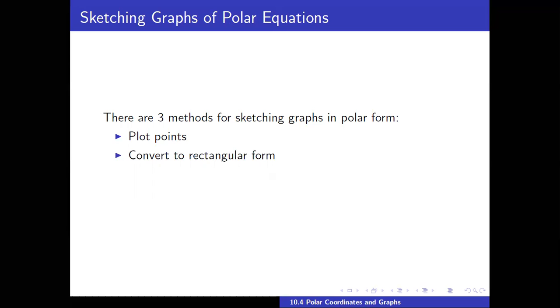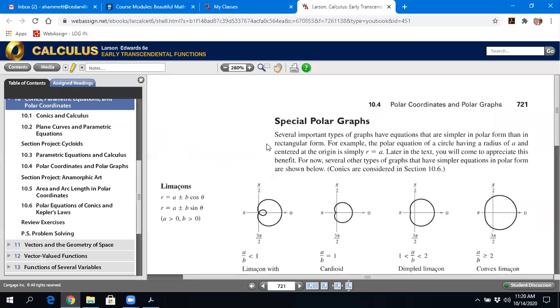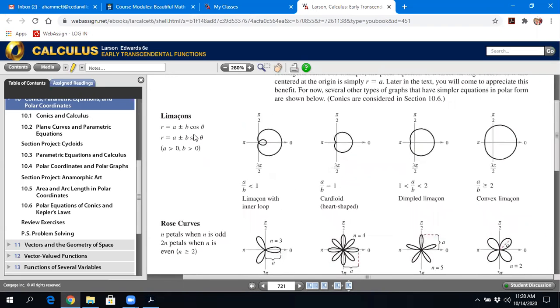One more thing I want to make you aware of is there are some basic forms in the book on page 721. I'll show you that right now. Here are some special polar graphs. They're pretty cool. Check this out. These are called limaçons. They have this form right here. And depending on how A and B are related to each other, you get these different graph types.